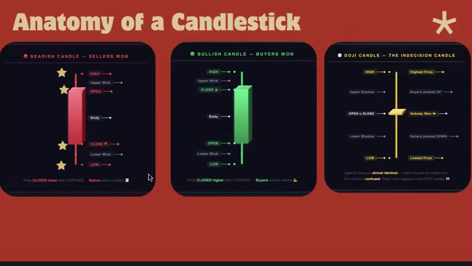The first one is the bearish candle, where sellers won. Price opens at the top and closes lower, meaning sellers pushed the price down. The body is red.